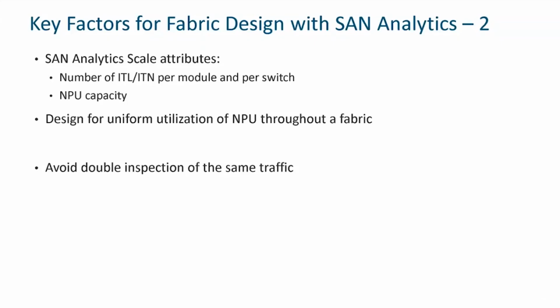It's not a hard limit. Because of that, when we design, our aim is how do we spread the load evenly, right? Because it's one NPU per module, 8 NPUs for a 9710 or 16 NPUs for a 9718. That means if we distribute this capacity uniformly across the fabric, we can actually do a lot, right? But we have to do that.